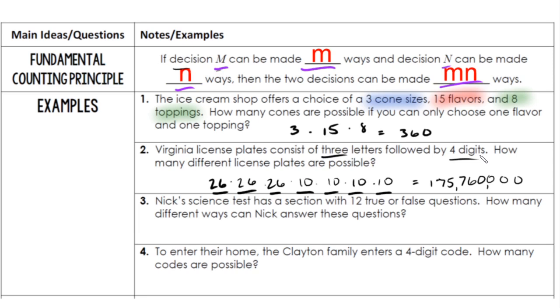Now, next question. Nick's science test has a section with 12 true or false questions. How many different ways can Nick answer these questions? Again, your brain might be thinking 12, and then true or false means 2, and so it's 12 times 2, which is 24. But that, again, is incorrect. That would mean there's only 24 different possible choices, like different tests. If you had 25 students and they all answered it differently, then one of them would have a duplicate, right? And that's definitely not the case.